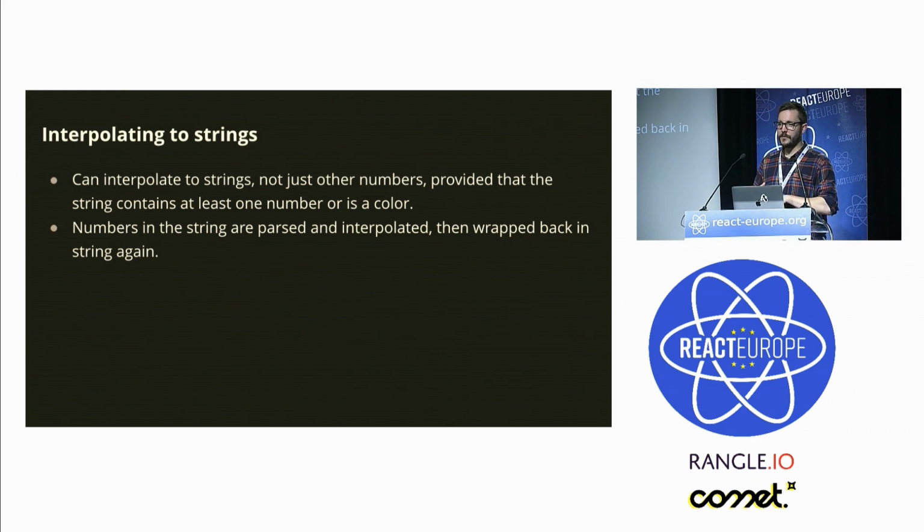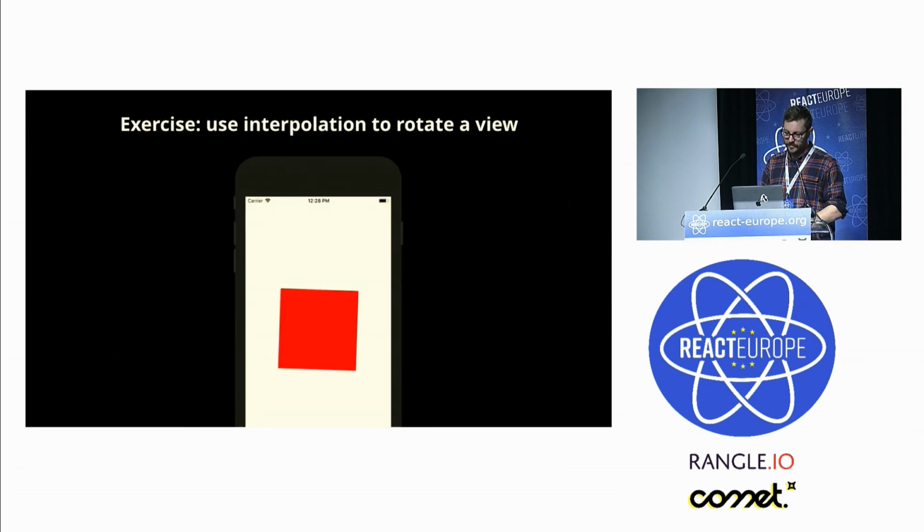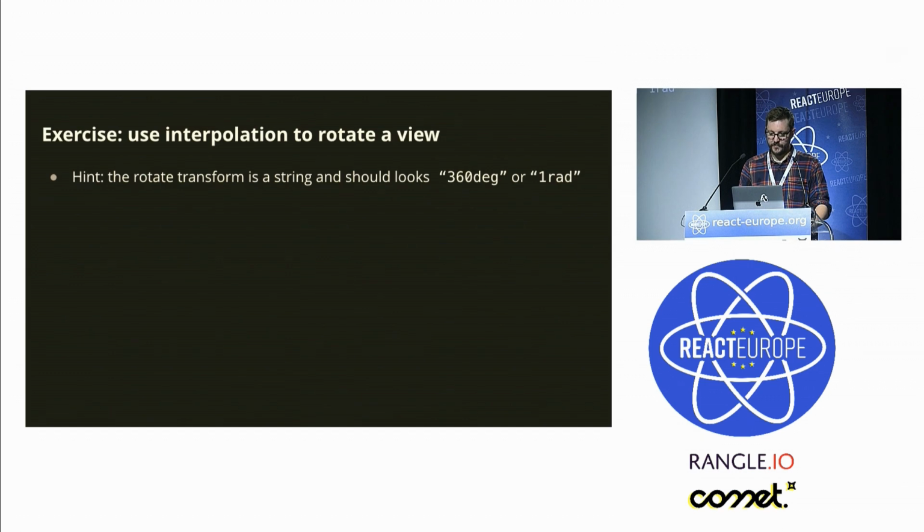We're going to look at colors and rotation, which requires you to provide a unit of degrees or radians. First exercise here for interpolating strings is we're going to rotate a view. So we can just take the example from before and change it from using scale to rotation, or rotate rather.